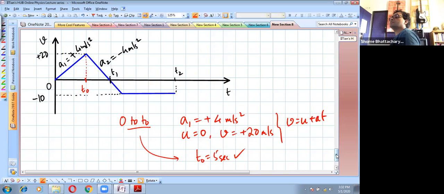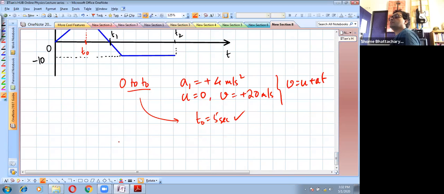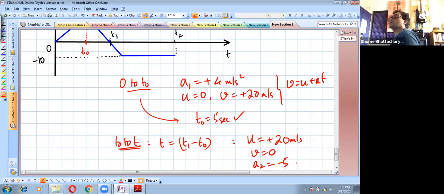That's the first. Then you come to the next interval, which is T0 to T1. During this interval, the time is actually T1 minus T0. That is the actual value of time. And in that time, what is happening? You are changing from an initial velocity of plus 20 to a final velocity of 0 using a deceleration which is minus 4, or 4 meters per second squared in magnitude.